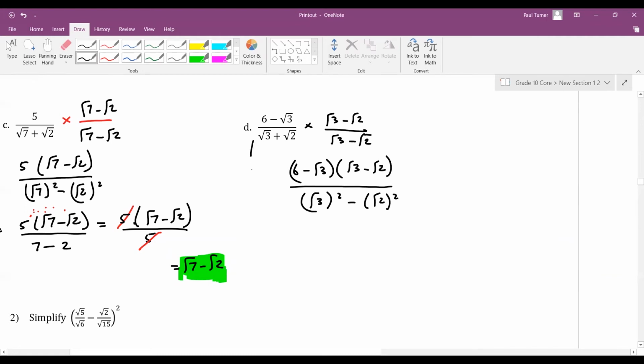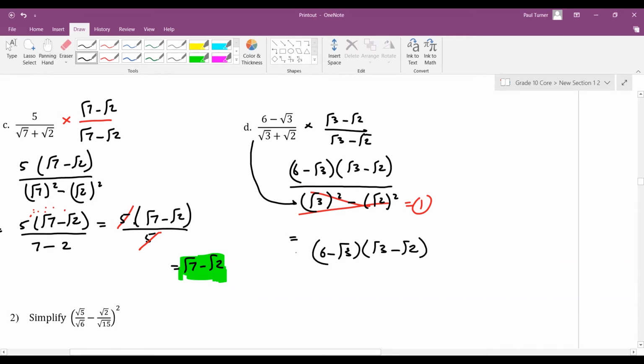Okay, so just convert that using your difference rule. So you're going to get root 3 squared 3, root 2 squared 2. So 3 minus 2 is 1. So the denominator is 1 already. So you're just left with the numerator. That equals 1. So I won't bother to write that again. So 6 minus root 3, root 3 minus root 2.